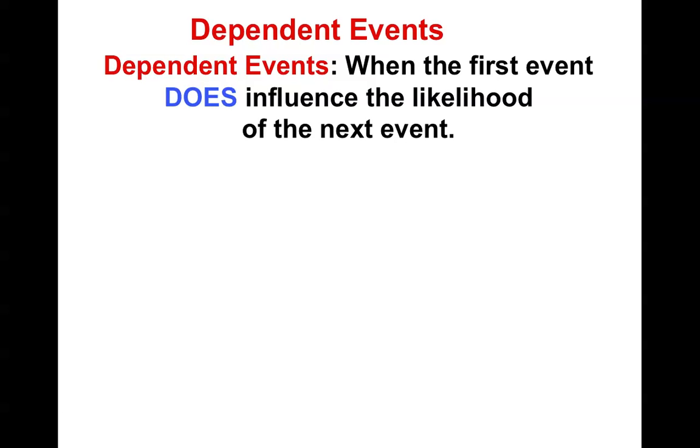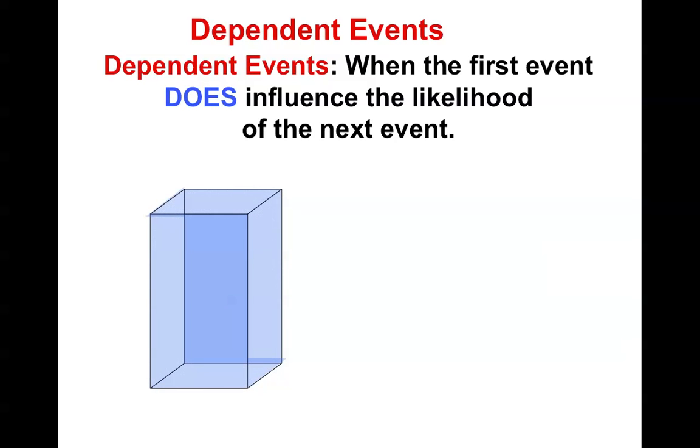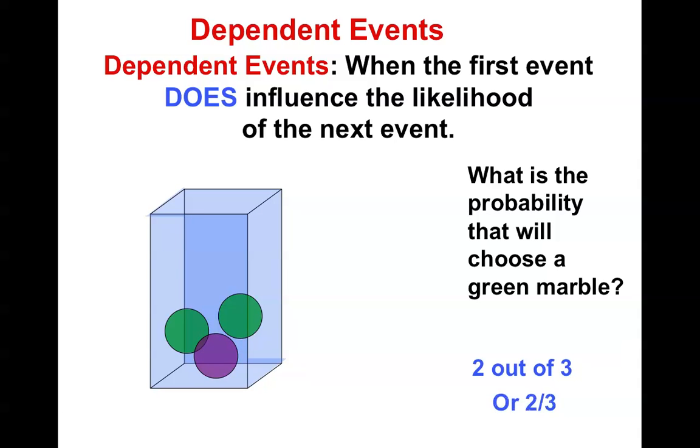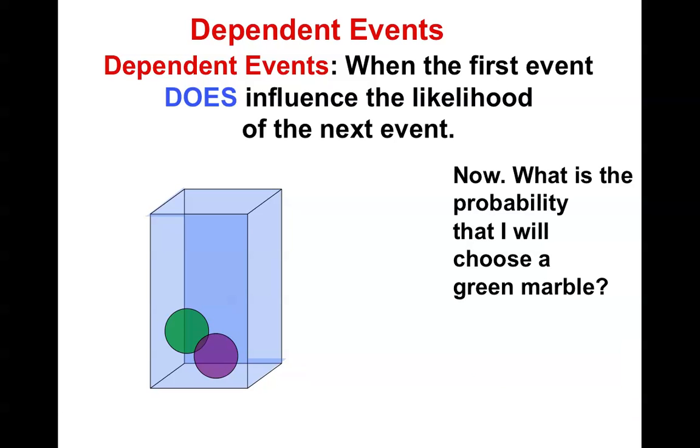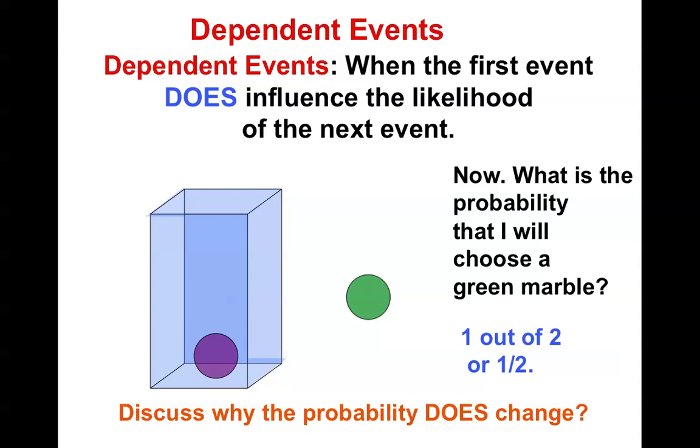From here we went on to dependent events, when the first activity does influence the likelihood of the next event. Once again we dropped our marbles back in the bag and pulled out the first marble. Once again, there was a 2 out of 3 chance the first time. Now we do not replace the marble, and we ask the question, what is the probability to choose the other green marble? Since there are only 2 marbles in there, and only 1 green, that is a probability of 1 out of 2, or 1/2. Why does this probability change? The students again did a great job of realizing that when you don't replace the marble, it changes the probability.